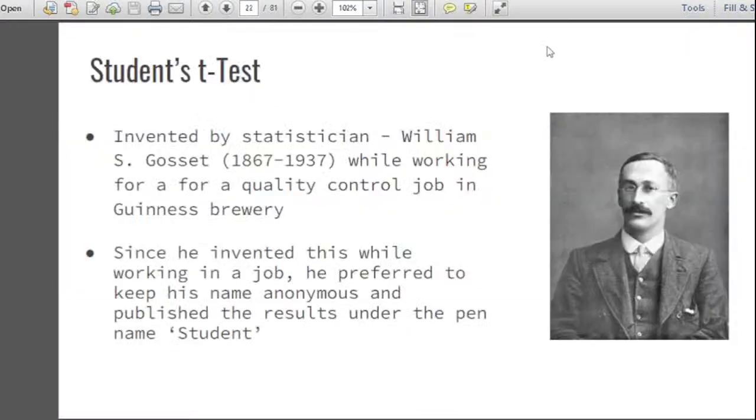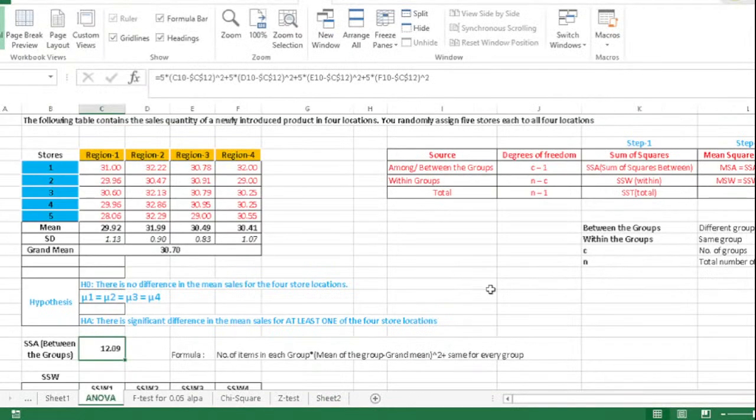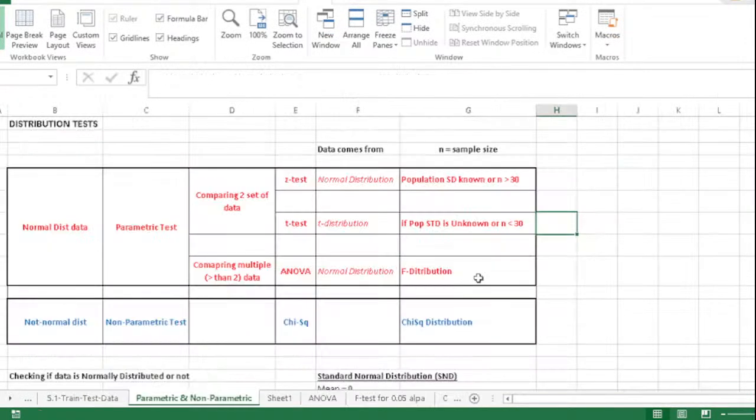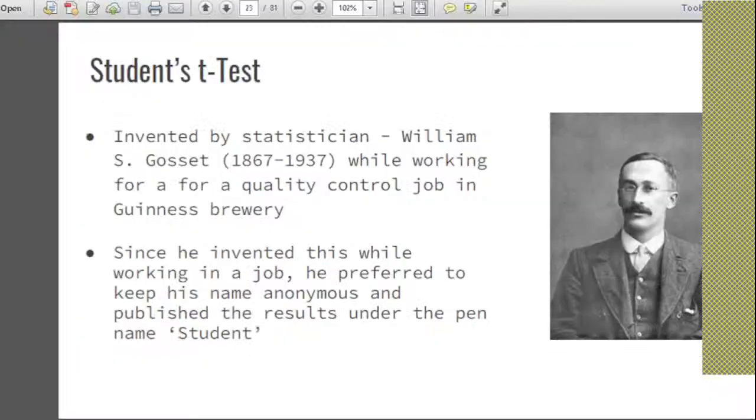So if you remember that Excel which I showed to you yesterday, this one, right? When we have a normal distribution and the population standard deviation is not known, or the sample size is less than 30, we will use the t-test. Okay, so this was just in brief, but now we'll understand what the t-test is, who invented it, all the assumptions, and some theory about the t-test also.